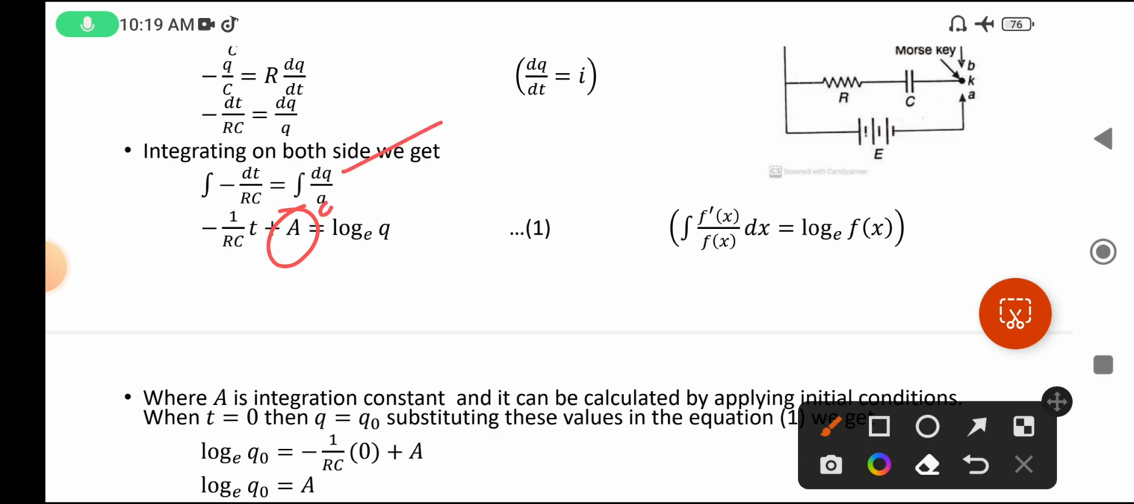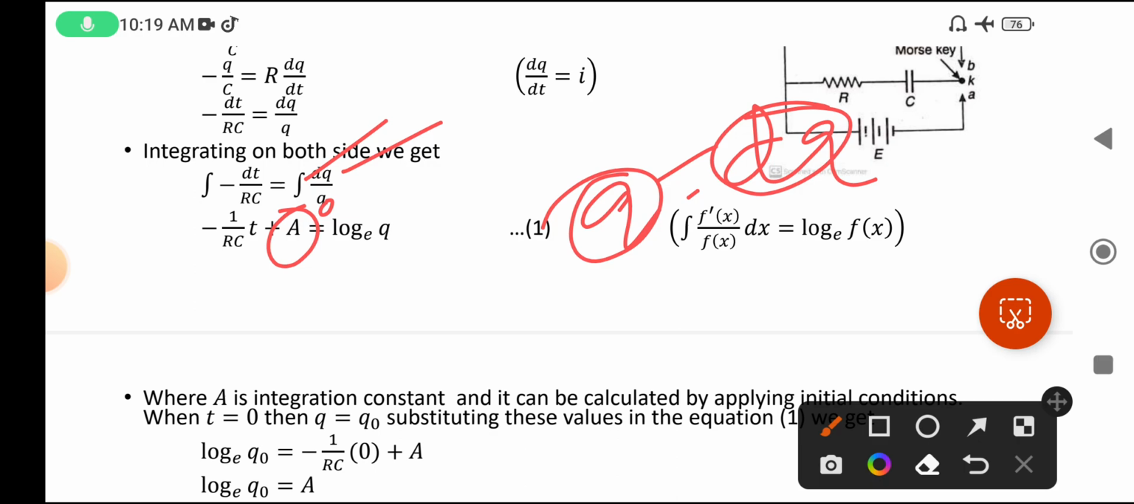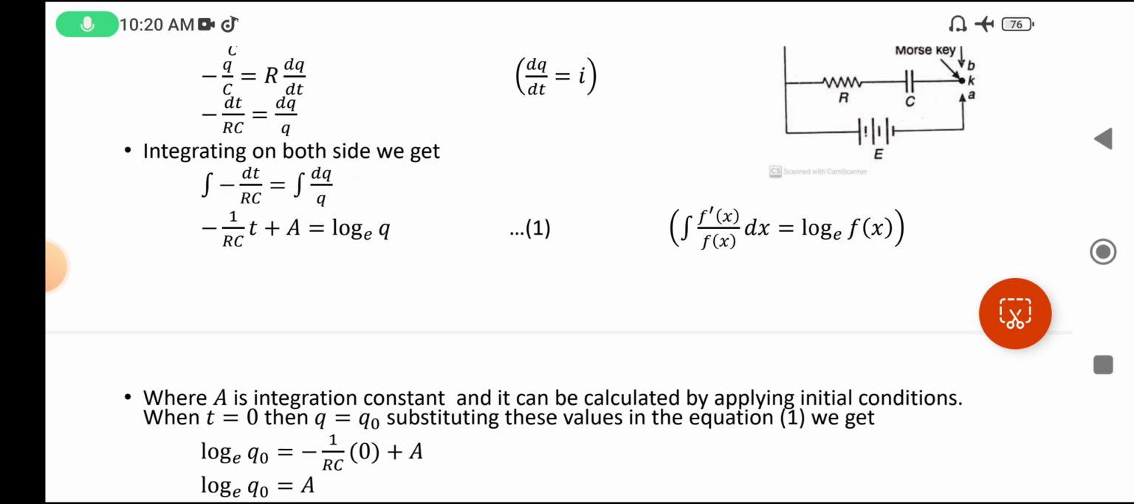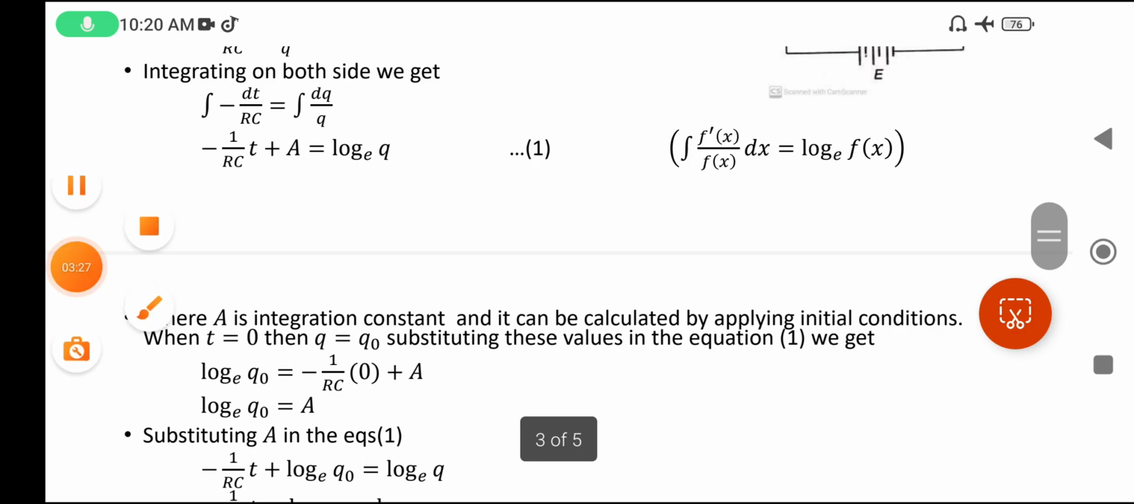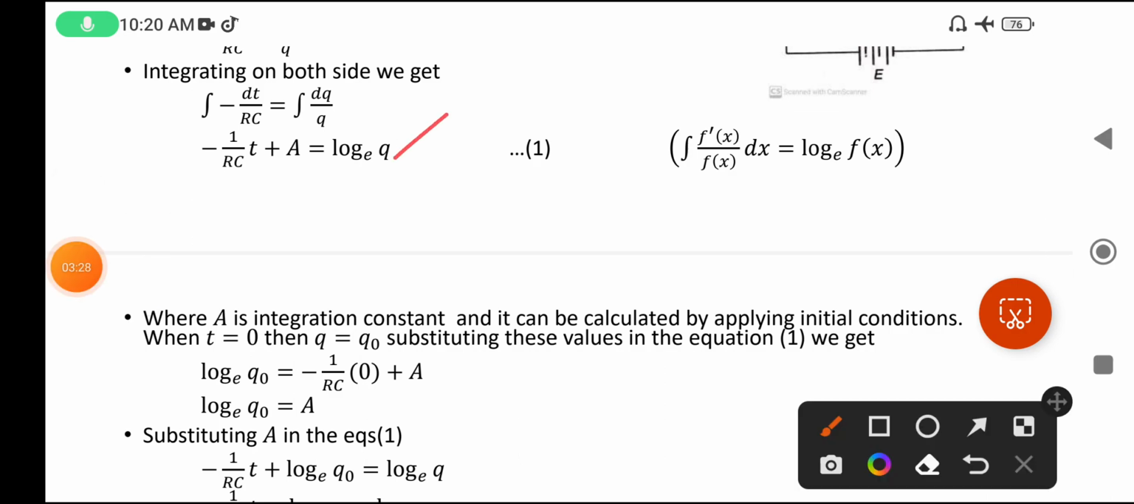And see this equation, if you differentiate q, then we write simply dq only. So its differentiation is present above. When one quantity's differentiation is present above, then we write the formula log f of x. So log q is written, where A is the integration constant, and it can be calculated by applying initial conditions.